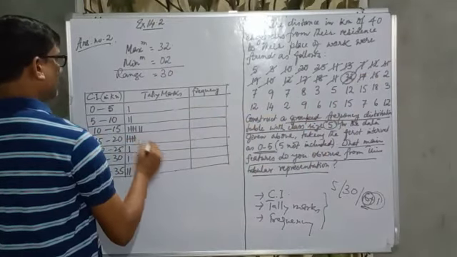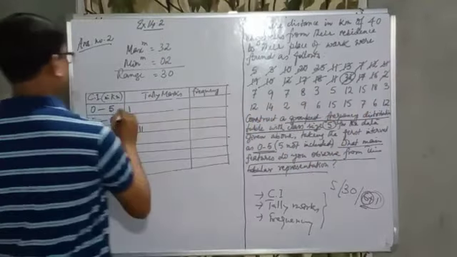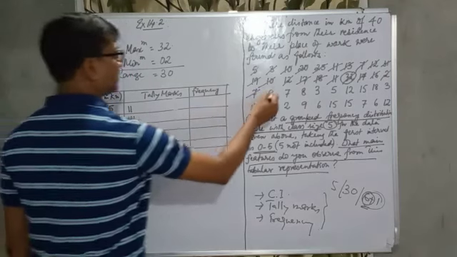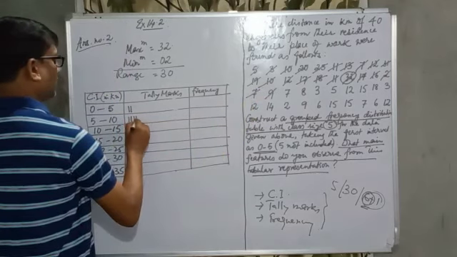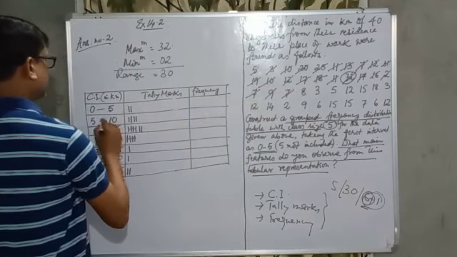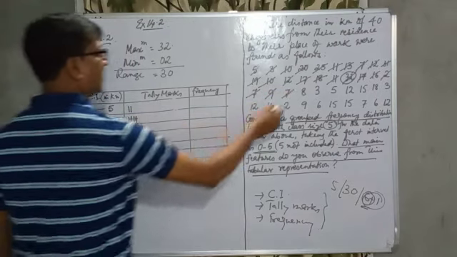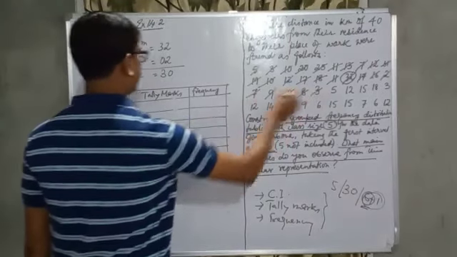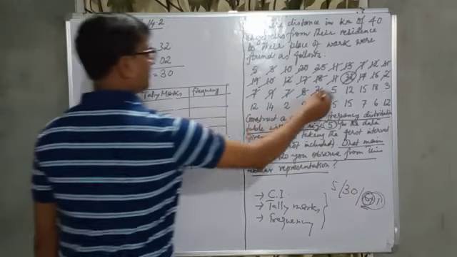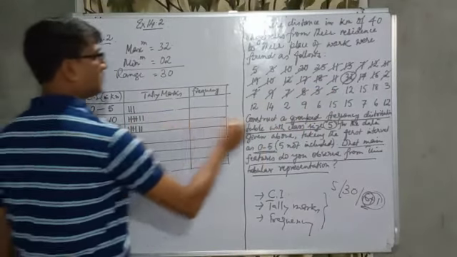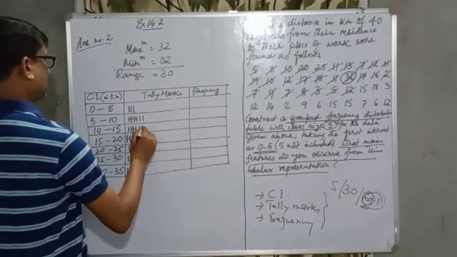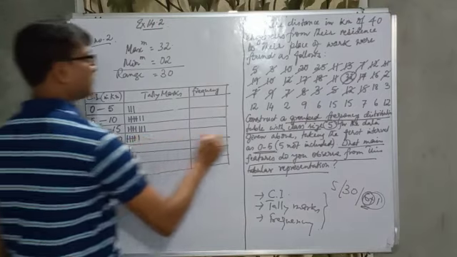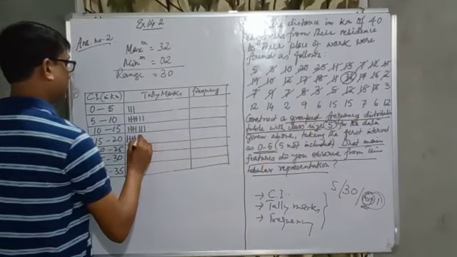Already 4 is there, again 1 makes 5. 2 will come in the first interval. 7 will come in the second interval, 5 to 10. 9 will come in the second interval, 5 to 10. 7 will come in the second interval, 5 to 10. 8 will come in the second interval. 3 will come in the first interval. Then 5 will come in the second interval. 12 will come in the third interval, 10 to 15. 15 will come in the fourth interval, 15 to 20. 18 will come in the fourth interval.